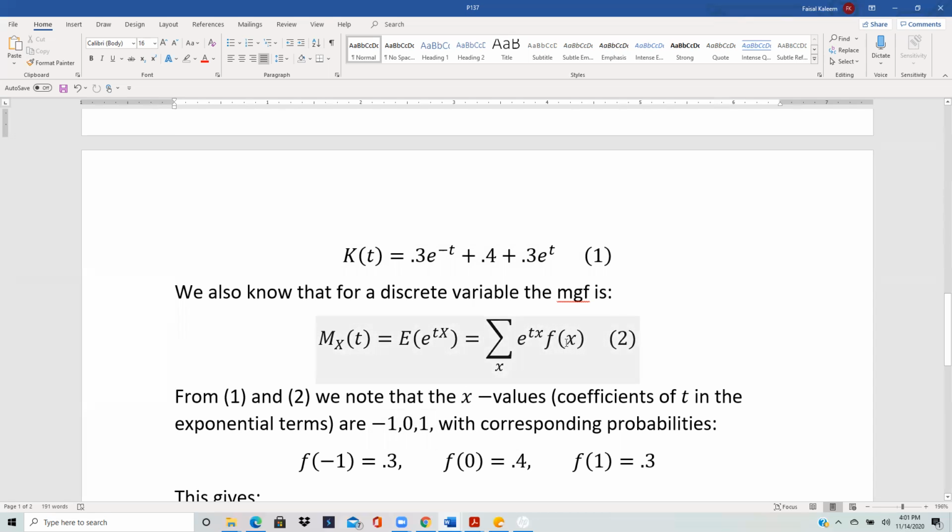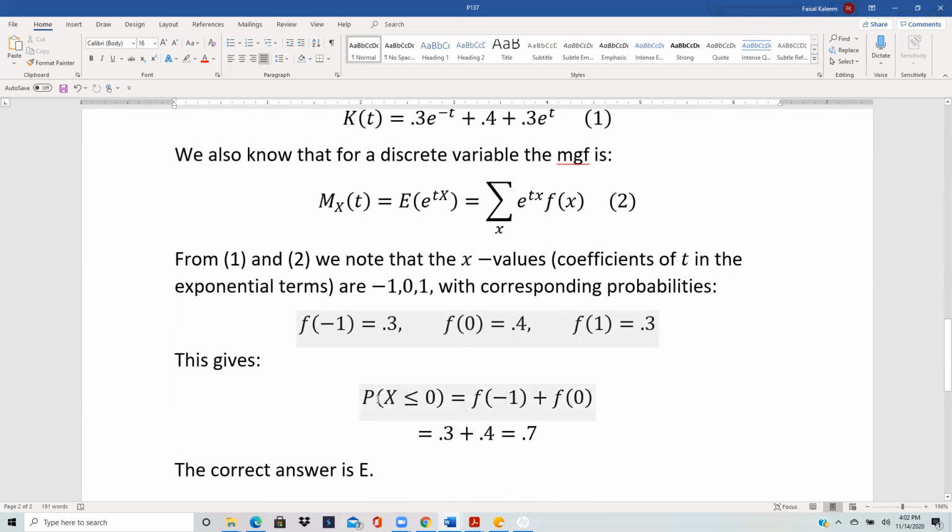The corresponding probabilities are the coefficients here. That's why I mentioned earlier that these coefficients need to add to 1, because they are just the probabilities of the probability space. So 0.3 corresponds to -1, so f of -1 is 0.3. Similarly, f of 0 is 0.4, and f of 1 is 0.3. We did all this work to find these probabilities because the question was to find the probability that X is less than or equal to 0.